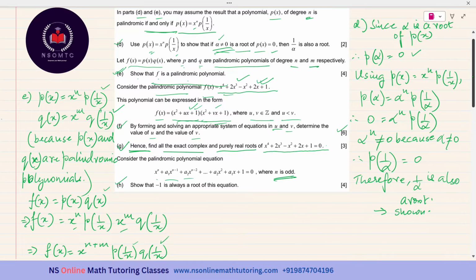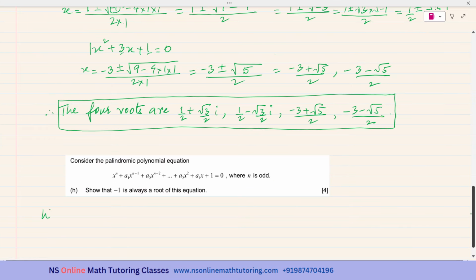Okay, so this is part H. I have brought this question down. n is an odd number. So there are n plus 1 number of terms, because this is the constant term which is having the power of x as 0. So it is from 0 to n. The powers of x are ranging between 0 and n, both included. So there are n plus 1 number of terms.